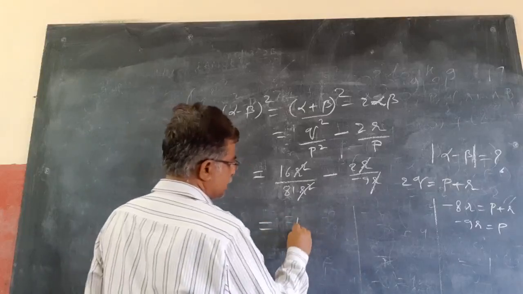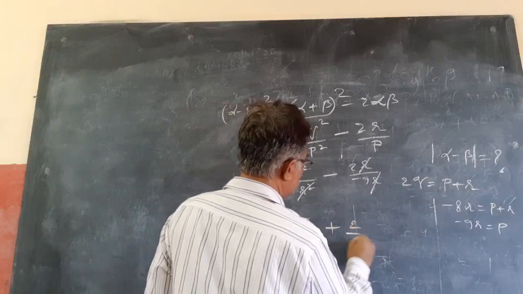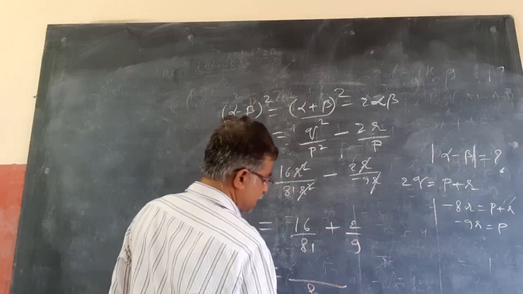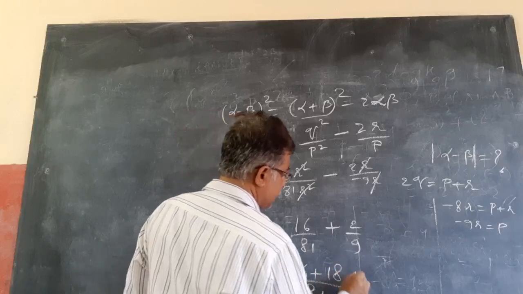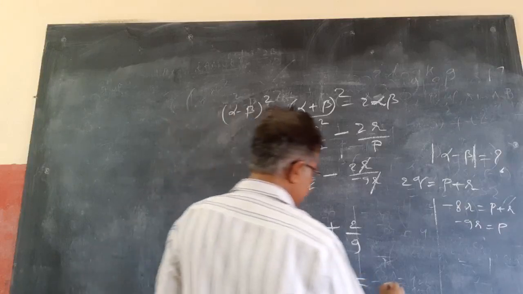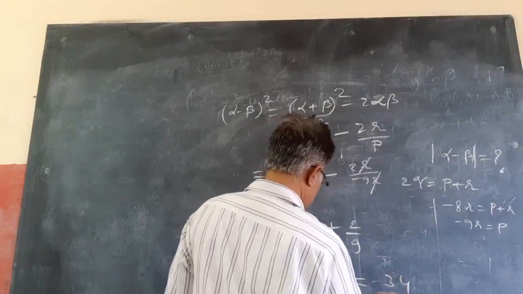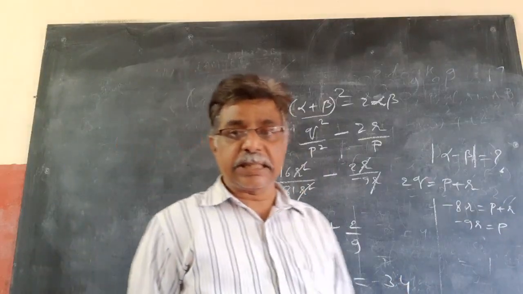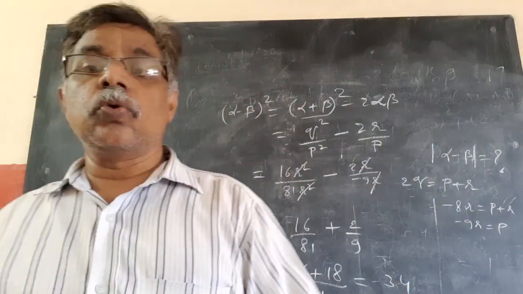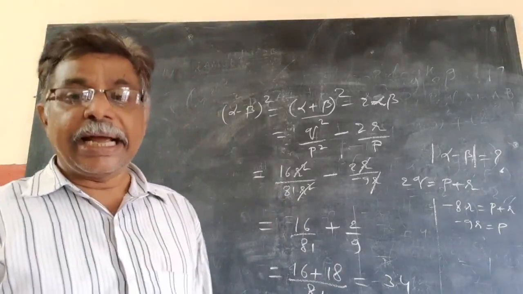So 16 by 81 minus, minus, plus 4 by 9. So LCM is 81. So 16 plus 4 times 9 is 36, so 16 plus 36, that is 52 by 81. 52 by 81 is the final result. Everything gone, P, Q, R, everything gone. We got a simple number.